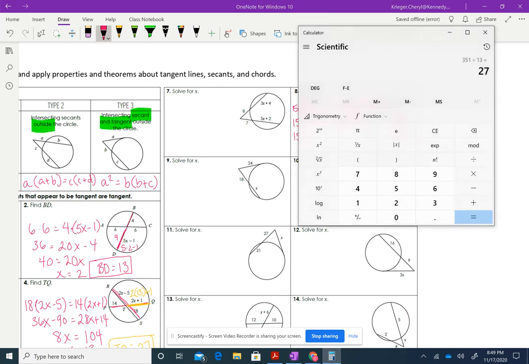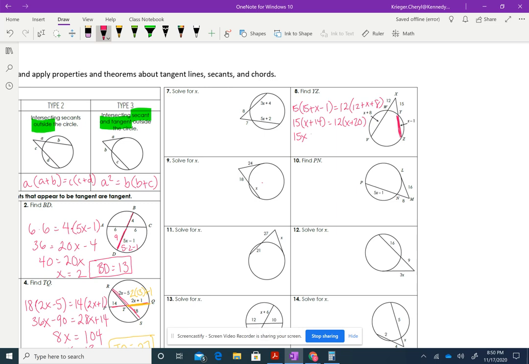I don't know what 15 times 14 is. 15 times 14. That didn't work. 210. So 15x plus 210 equals 12x plus 240. And if I subtract 12x on both sides, I'll get 3x. And subtract 210 from 240, that leaves me with 30. So x is 10.